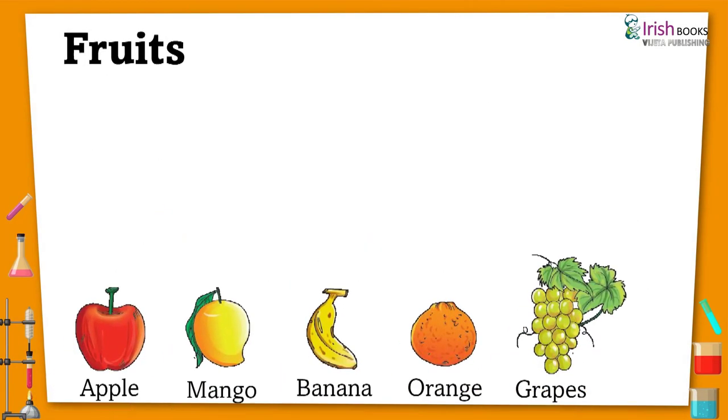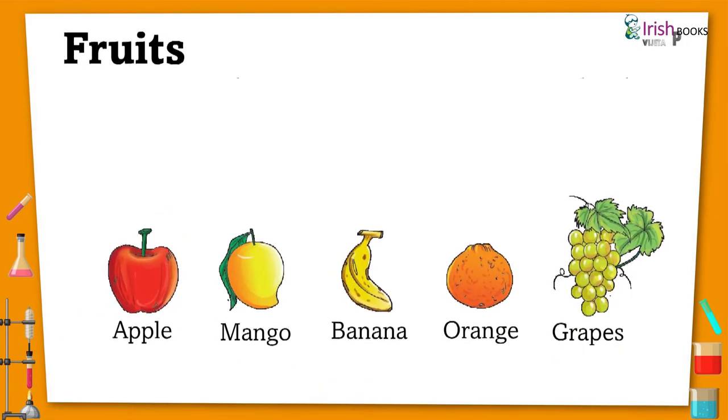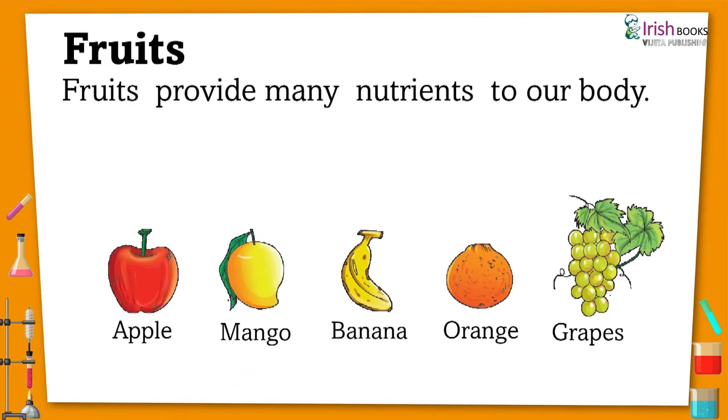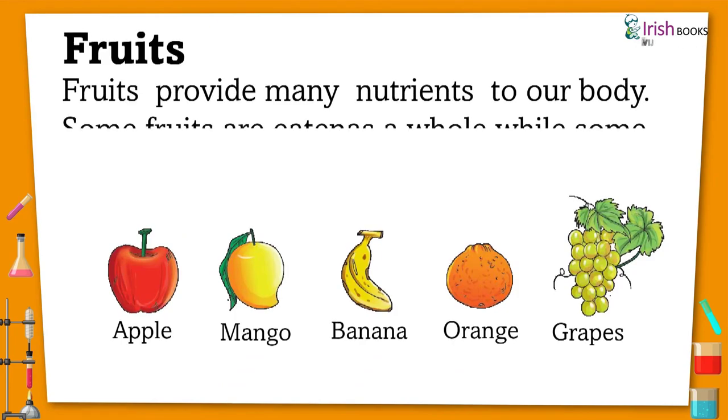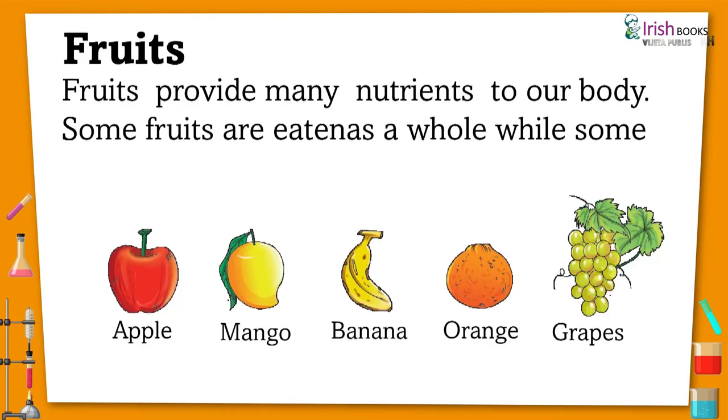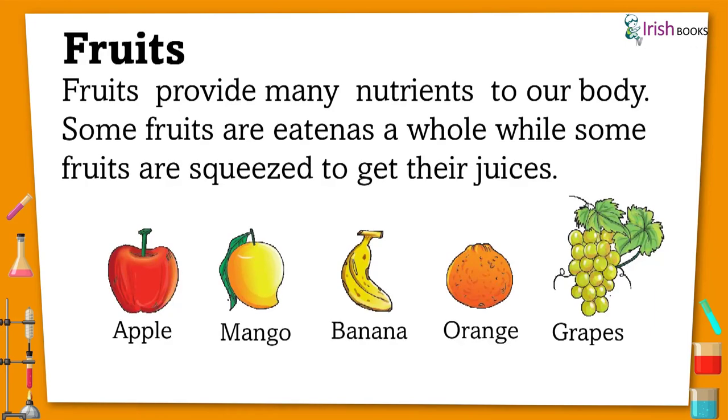Fruits. Fruits provide many nutrients to our body. Some fruits are eaten as a whole, while some fruits are squeezed to get their juices. Apple, mango, banana, orange, grapes.